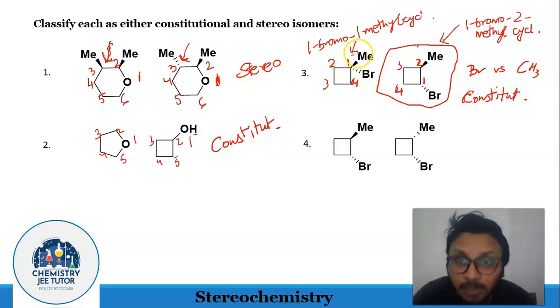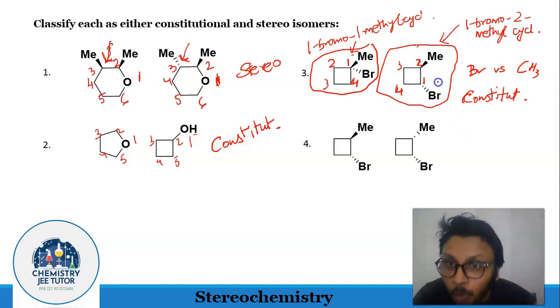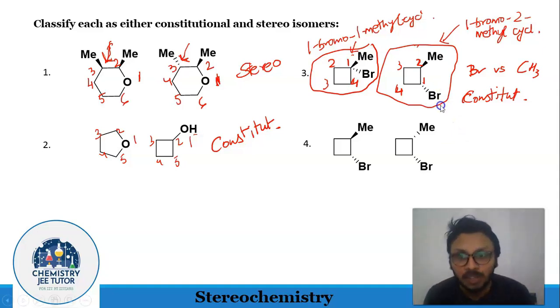Because the arrangement of the atoms in space is different: here the bromo and the methyl are both at the 1 position, while in this case the bromo is at the 1 position but the methyl is at the 2 position. Again, I'll repeat it one more time. How are we solving this? We first see the arrangement of the atoms in space. If the arrangement of the atoms in space is different, we don't have to go to the second condition. If the first condition negates itself, it is constitutional isomerism. If the arrangement of the atoms in space is the same, then we go to the second condition, where we see the orientation of the atoms in space. And if the orientation of the atoms in space is different, then only they are stereoisomers.